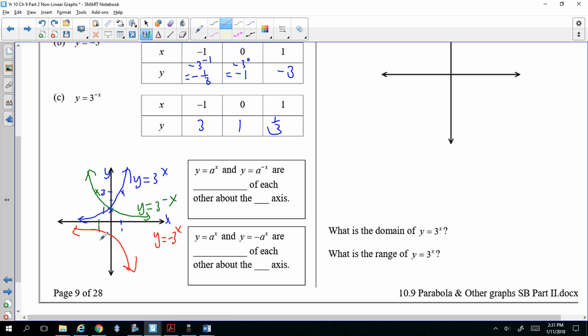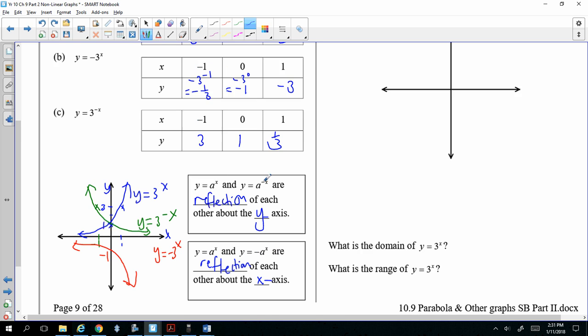These are reflections of each other again, about the y-axis, and the other one is a reflection about the x-axis. So when you have a negative in front of the function, it turns the positive values into negative.